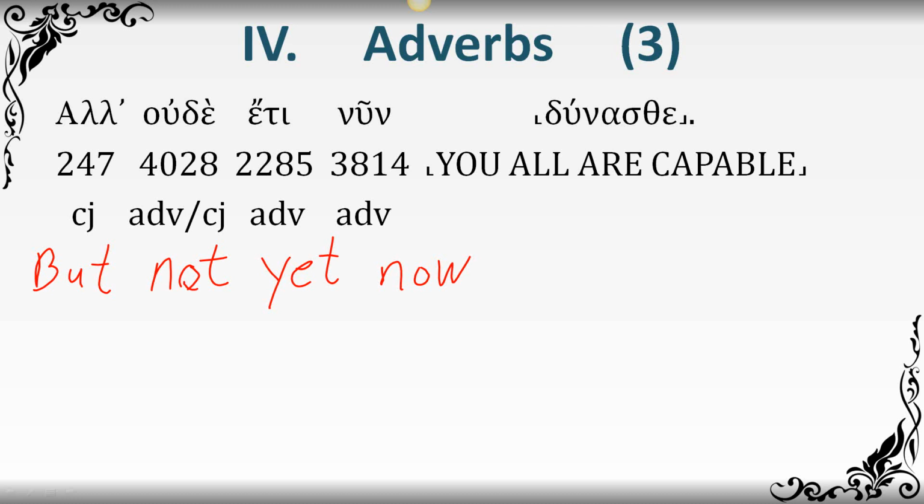Okay, but not yet now. You are not yet all capable. But not yet now, you are all capable. So you're not all capable. You're not all capable quite yet. Where's the now? Oh, okay. But you are not all capable yet.